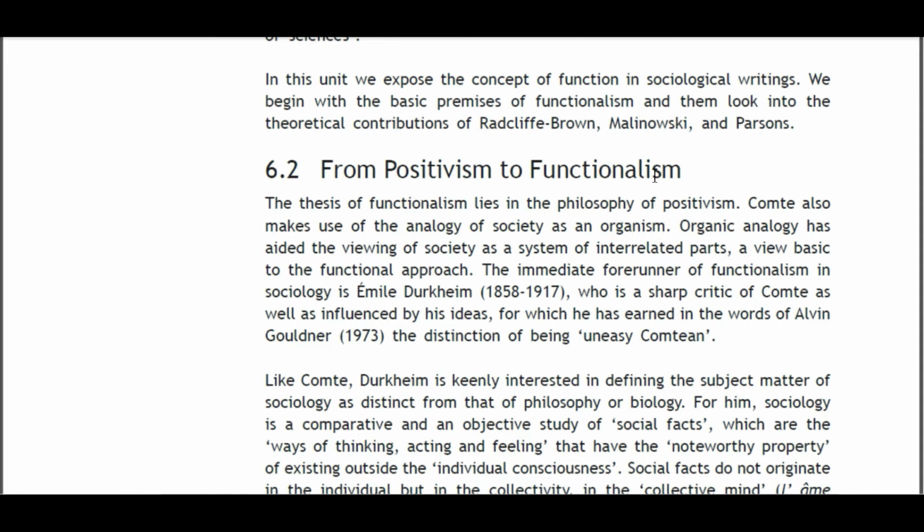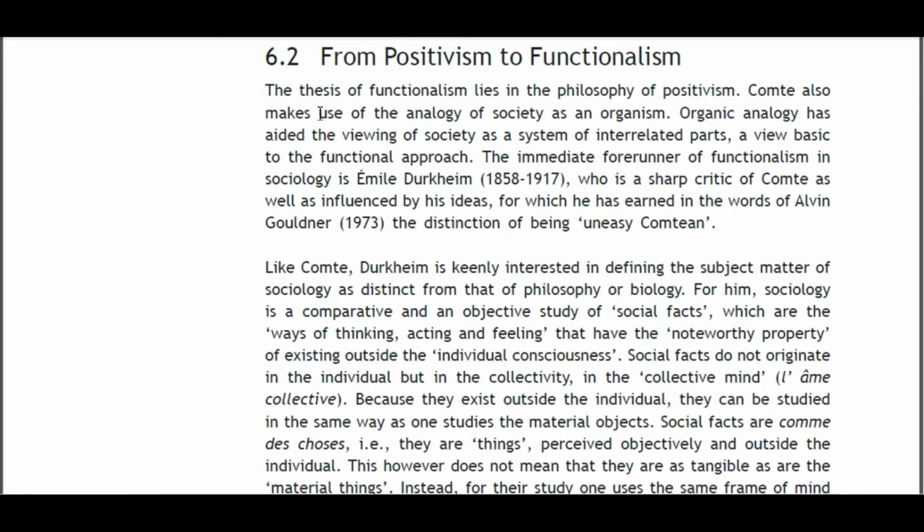6.2 From Positivism to Functionalism. The thesis of functionalism lies in the philosophy of positivism. Comte also makes use of the analogy of society as an organism, organic, viewing society as a system of interrelated parts, a view basic to the functional approach.